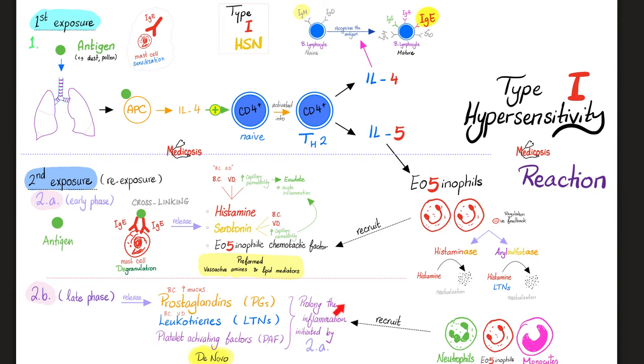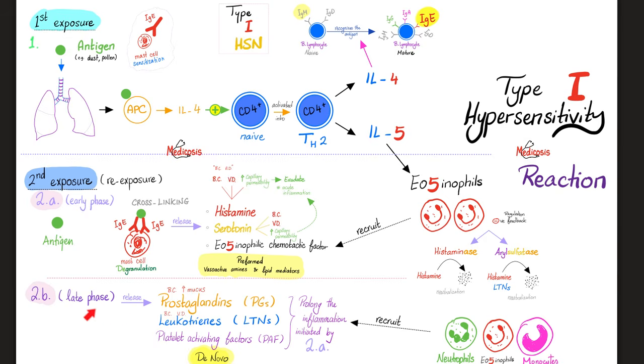These mediators will prolong the inflammation initiated by the early phase. And this happens by recruiting neutrophils, eosinophils, and monocytes. Unlike the early phase, where these mediators were pre-formed and ready to explode, the late phase mediators are made on demand, de novo, from scratch, new stuff. These were already there before we saw the antigen for the second time. They just happened to come out of the closet. However, these were not already there. These are made on demand.